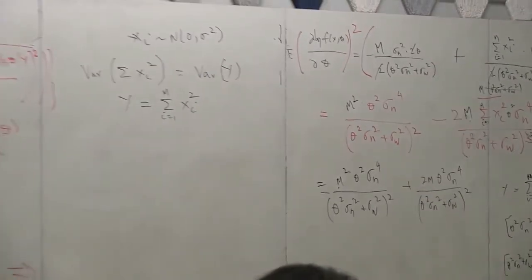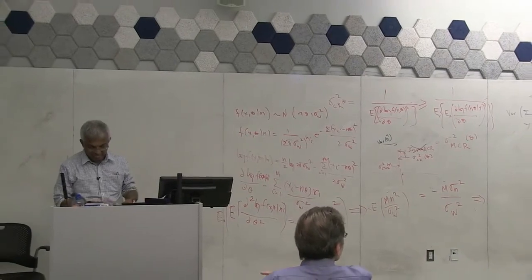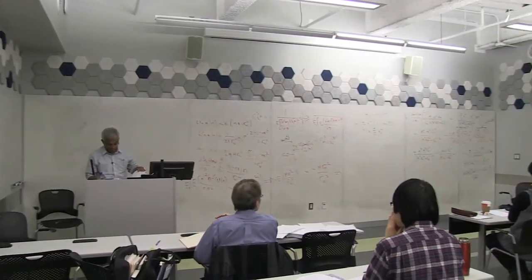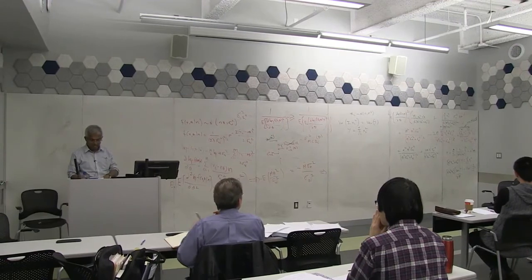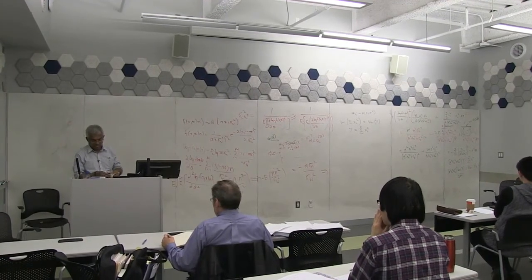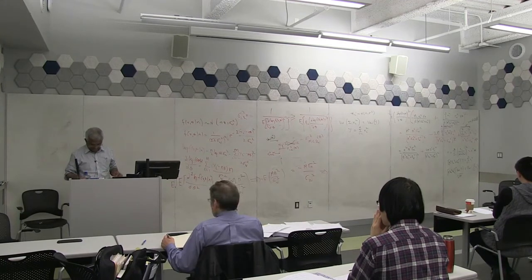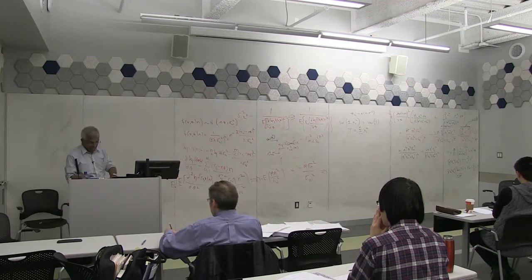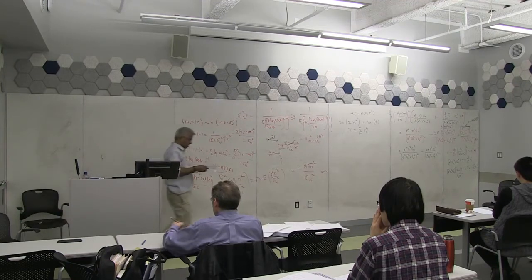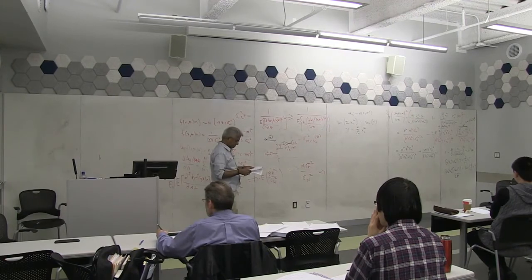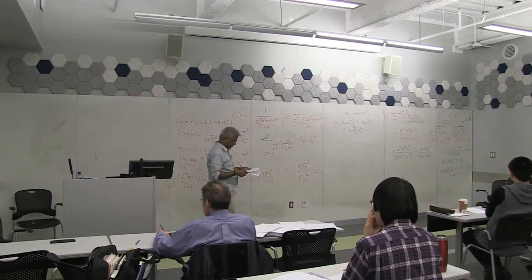So maybe somebody can put this up and see where the sign went wrong. One sign seems to have gone wrong. And I have the answer as... yeah, for whatever reason, I don't have the minus. It seems to have gone away. I don't know why.